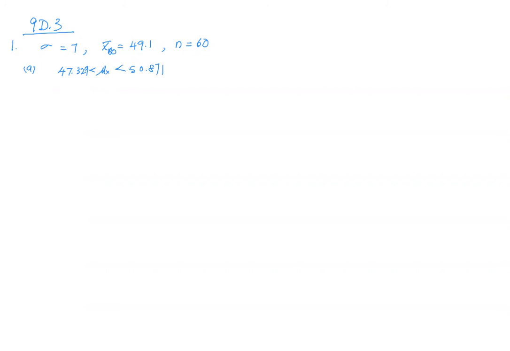So can someone give me in words? You have to write down in words. Can someone read it in words? Interpret in words. Okay, Brandon? We are 95% confident that the true population mean is within 47.329 and 50.87.